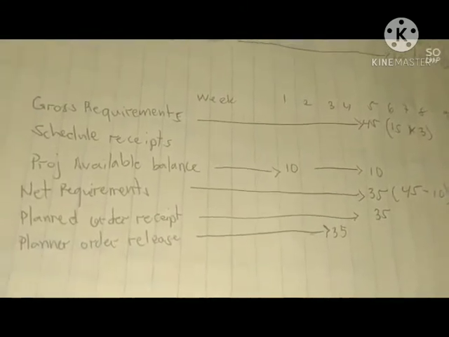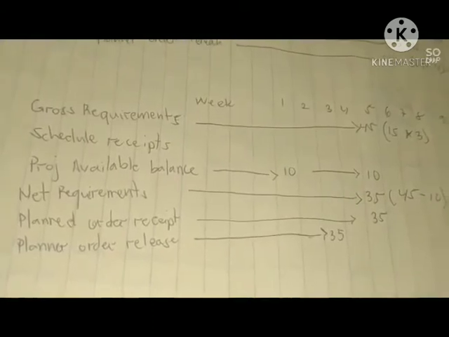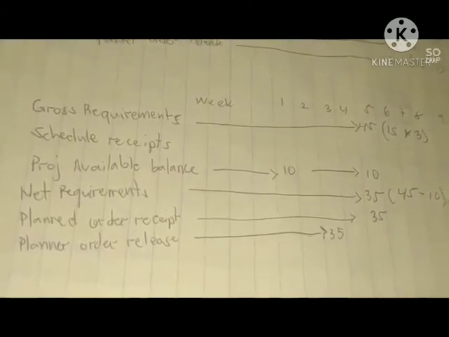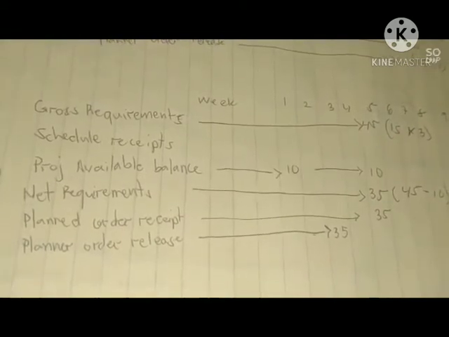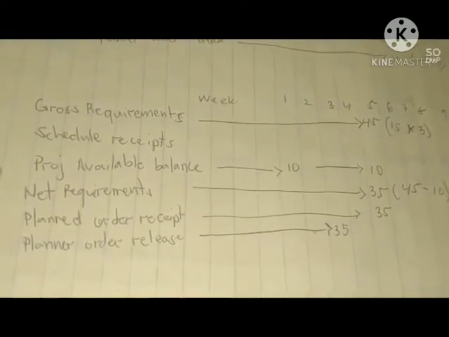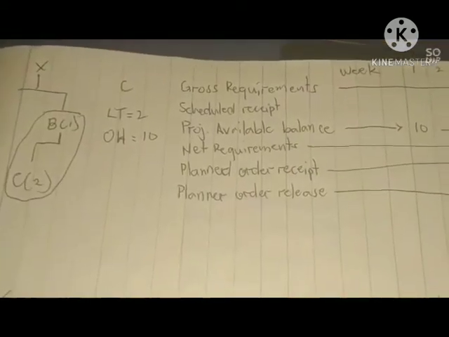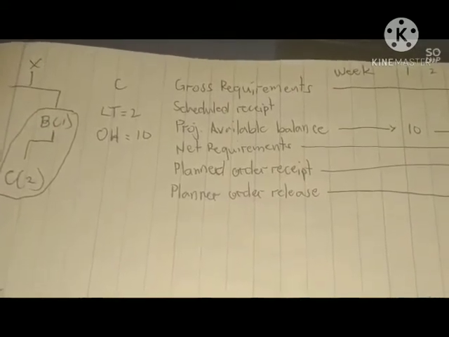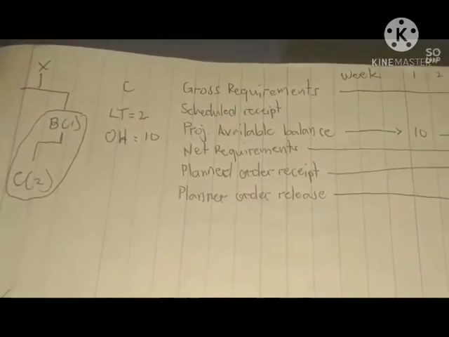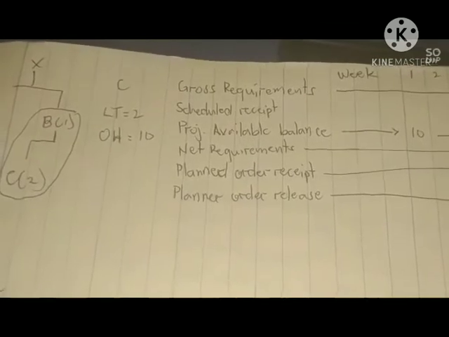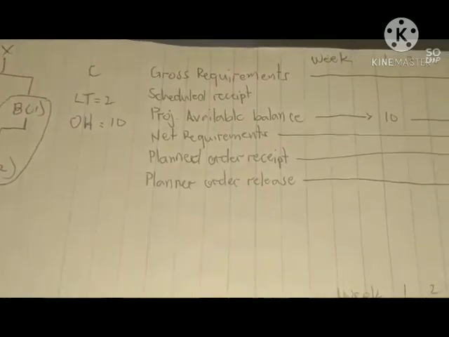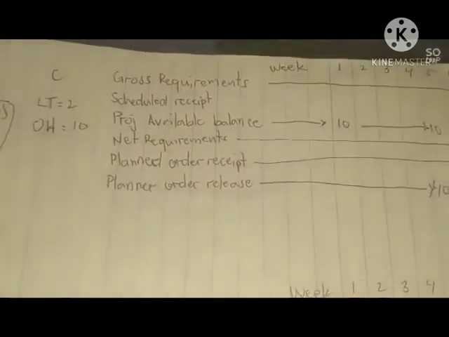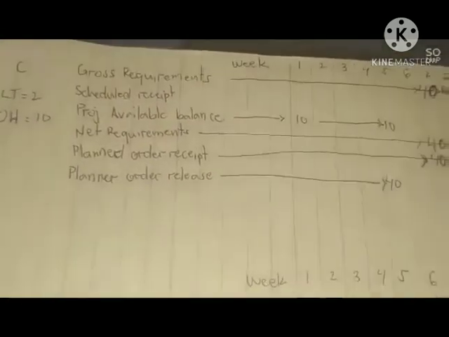Nasa week 3 kasi may lead time siyang 2. So 5 minus 2 is 3. Next is item C pa rin. Under na, yung kanina ay under ni item A. Ito naman ay under ni item B. So it takes 2 C's for each B. Lead time 2 weeks, on hand ay 10.